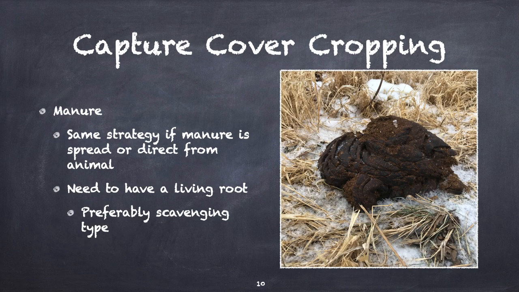When we're looking at manure, it can be the same strategy if the manure is spread or directly deposited by that animal. Ideally, you have a living root. When you have a living root growing and you add manure to it, that biology is already working. You have a plant that is a nutrient sink, so that this way you add that manure and urine, then you have an active source to go into.